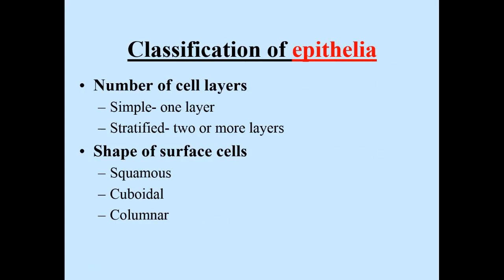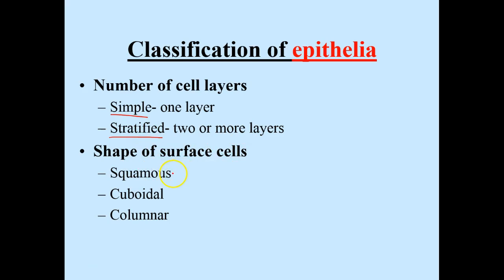Classification, how do we name these tissues? One is by the number of layers. Okay, so if it has 1 layer, it's called simple. If it has 2 or more layers, it's called stratified. All right, so we go by the number of layers, then we go by the shape.